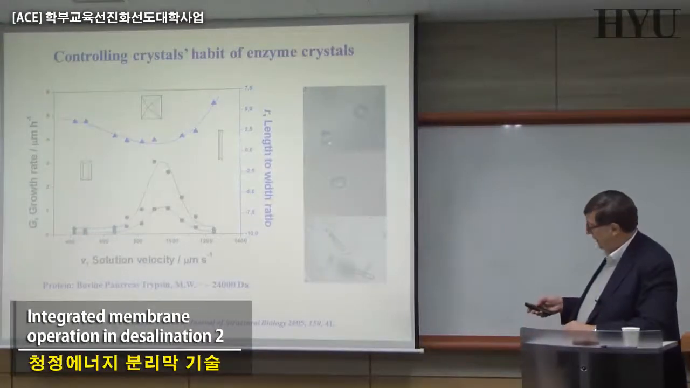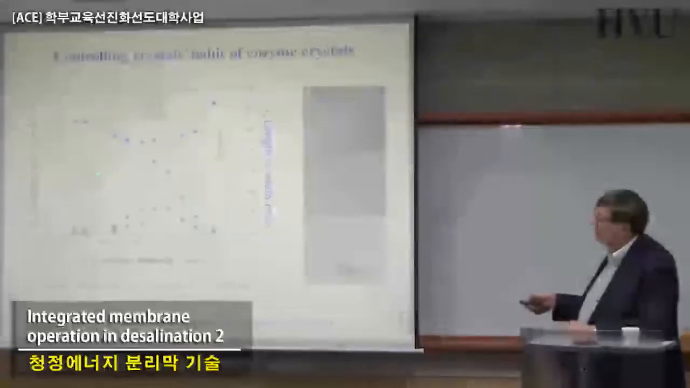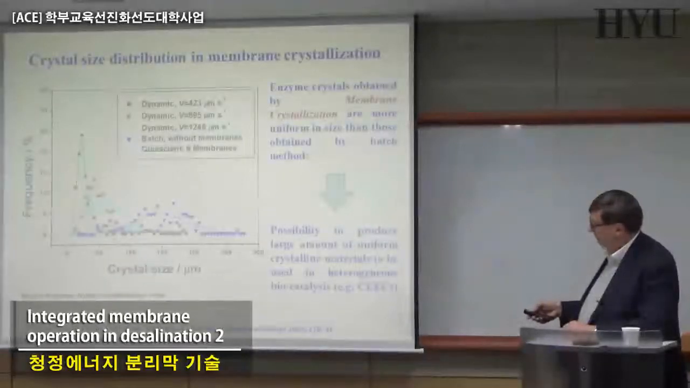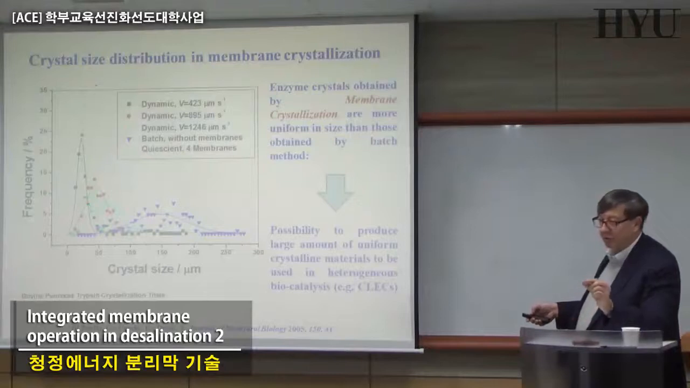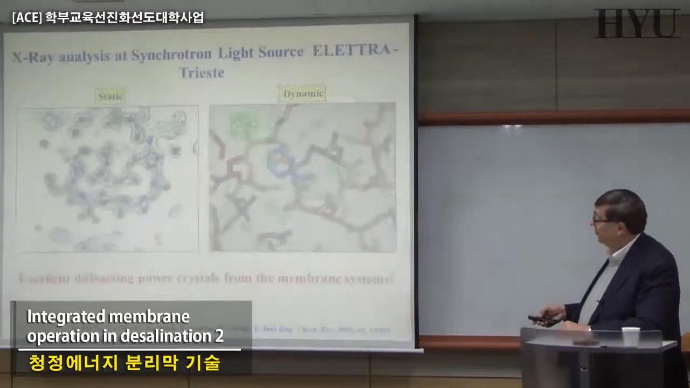But what is more important is this: the effect of the cross-flow velocity. You can well control the final habit of your materials. And here you can well control the variance, the frequency of a certain kind of crystal compared to the traditional one. Very wide spectrum there, here very sharp.